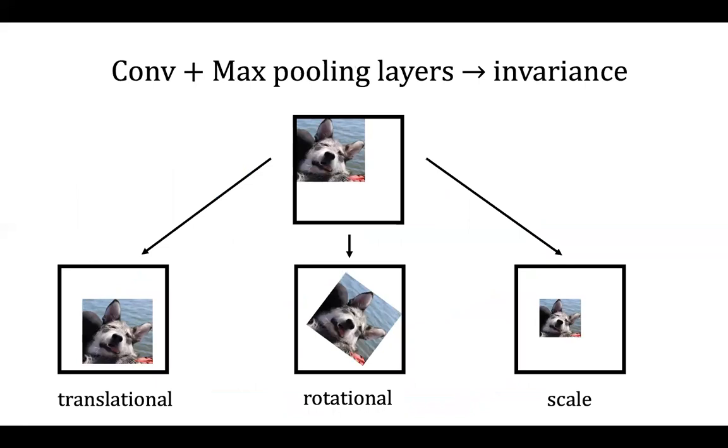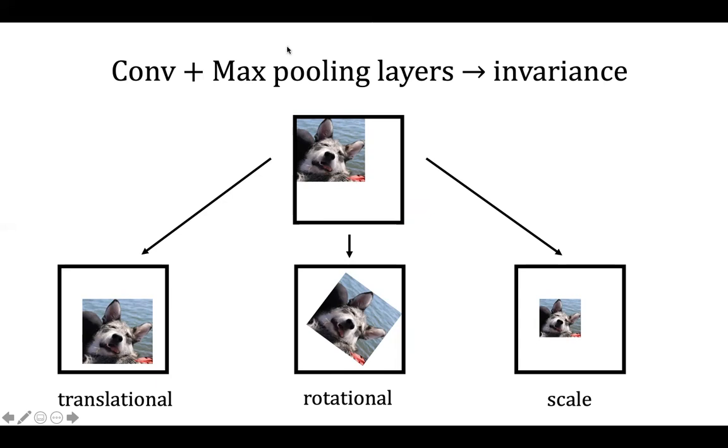Another notable and very interesting thing about CNNs is that when you combine the convolutional and max pooling layers, this results in invariance. So what does invariance mean? Imagine that you have some input, and there is some feature, some element in this image, for example, a dog. And we train a CNN to detect this specific feature or pattern.